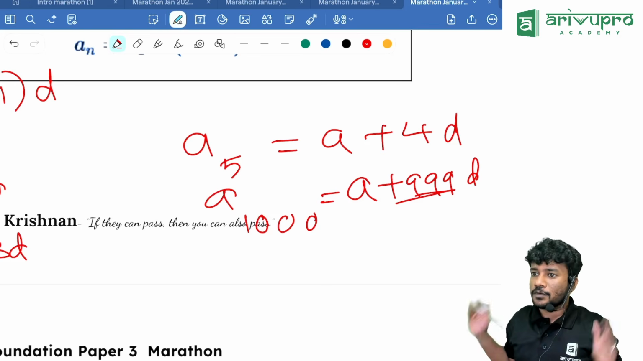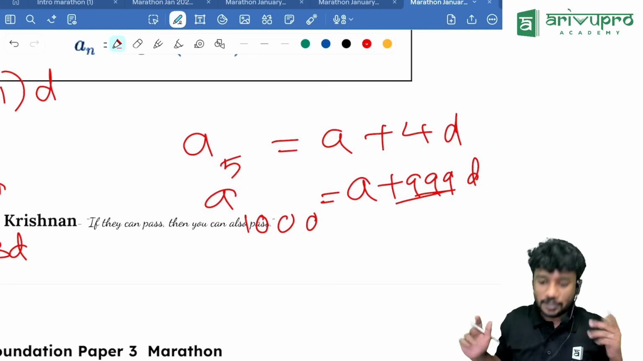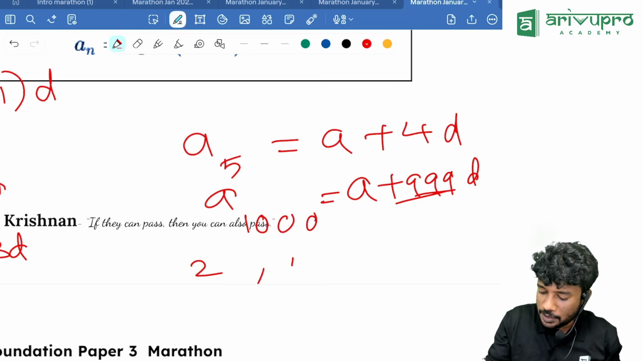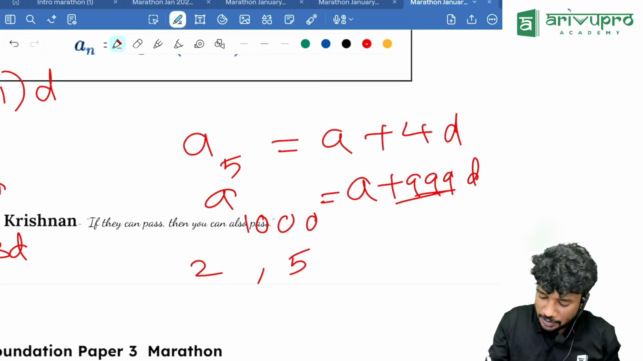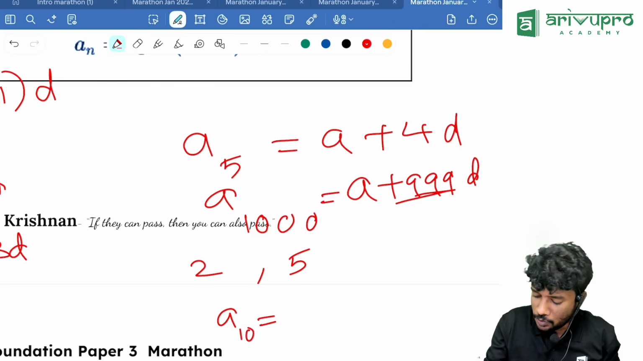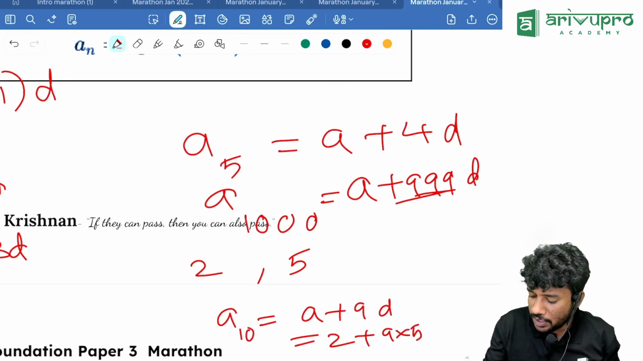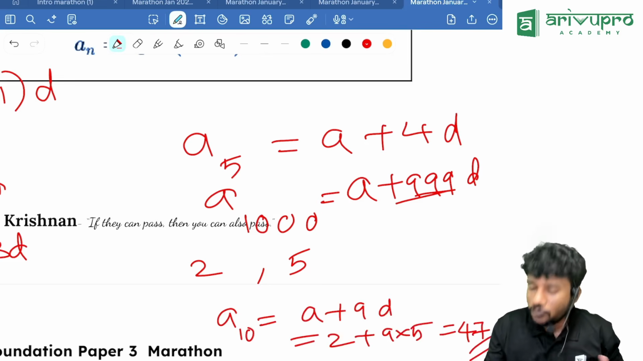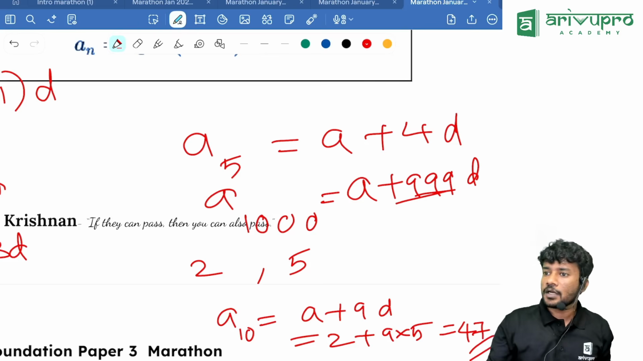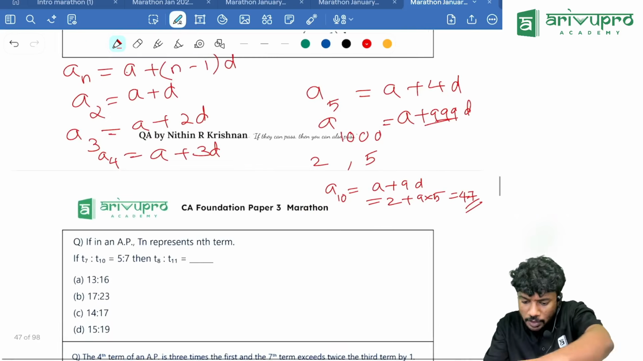Find the 10th term of the AP, where the first term is 2 and common difference is 5. So 10th term is how much? A10 is equal to A plus 9D, which is equal to 2 plus 9 into 5, which is equal to how much? 47. That's all. Understood the method? Now, the first question.